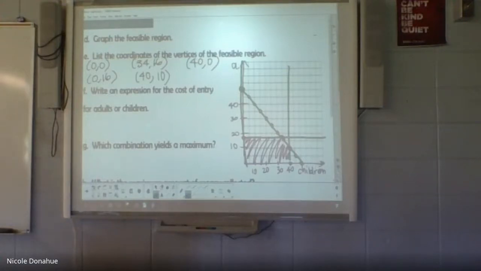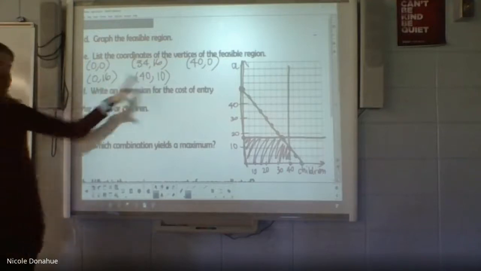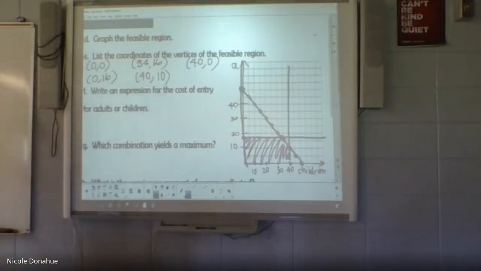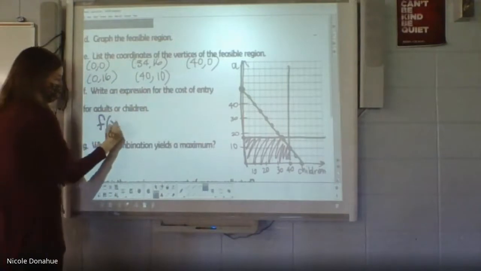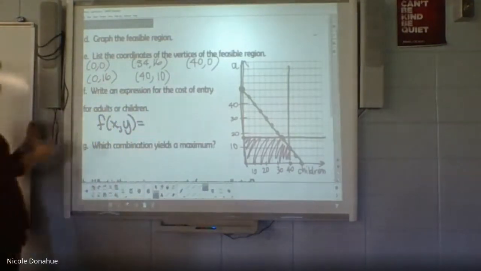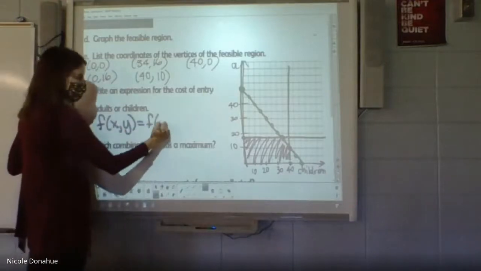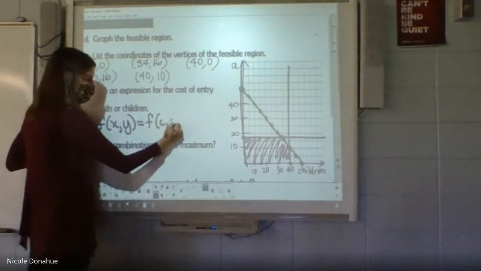So the reason why these problems are tougher is because they don't give us all this information. We have to find all this information, so we have to graph it. We have to get these points off of here. The next part is probably the toughest for a lot of people: we want to write our function for the cost of entry. So we're trying to write the f of x part, or the f of x, y. Now we're talking about f of c, children first, and then adults.